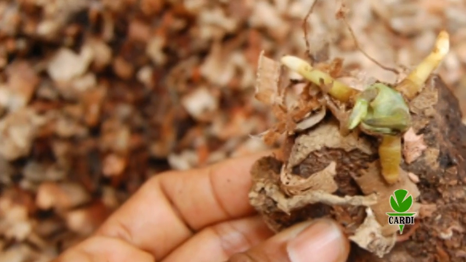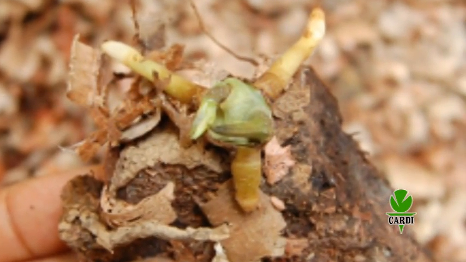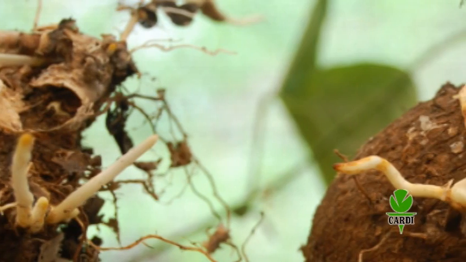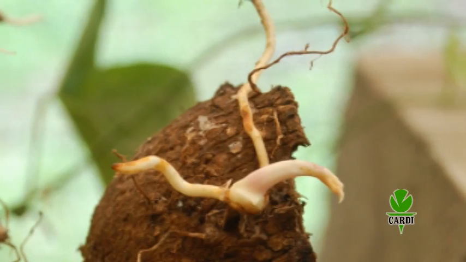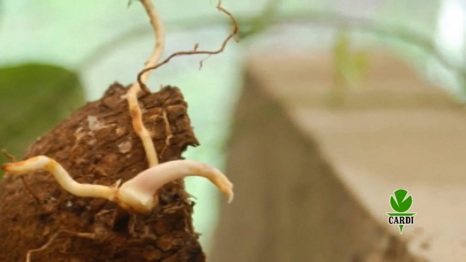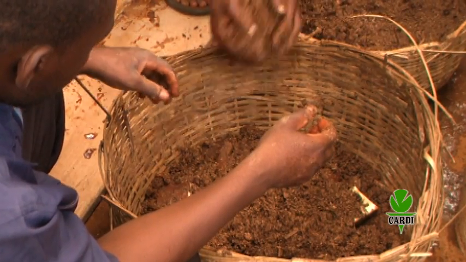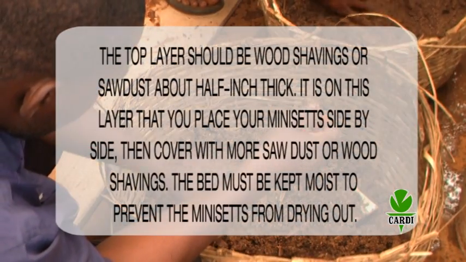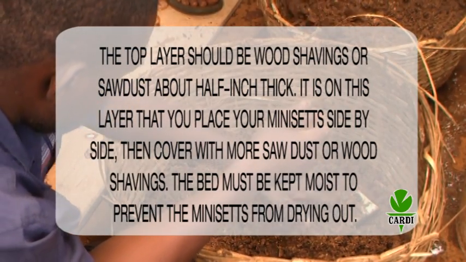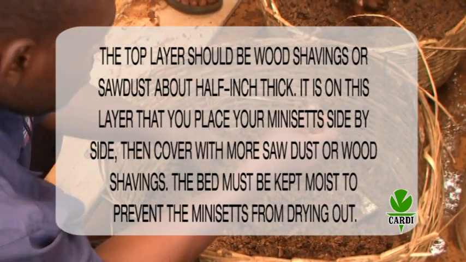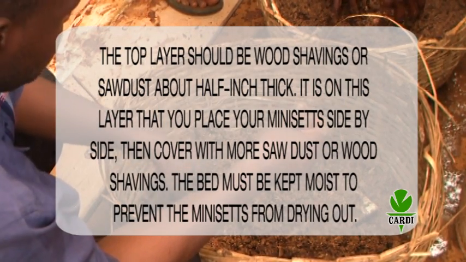Prepare a raised nursery bed about 2 feet wide under the light shade. The length of the bed will depend on the number of minisets used. The bed should be built in layers, with gravel at the bottom to drain excess water. The top layer should be wood shavings or sawdust about ½ inch thick. It is on this layer that you place your minisets side by side, then cover with more sawdust or wood shavings. The bed must be kept moist to prevent the minisets from drying out.